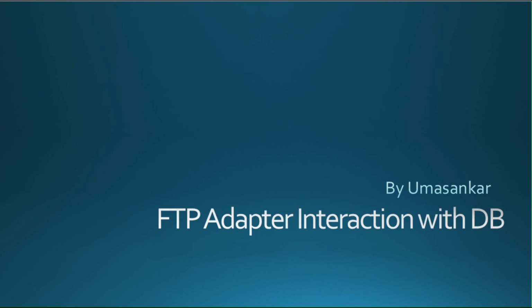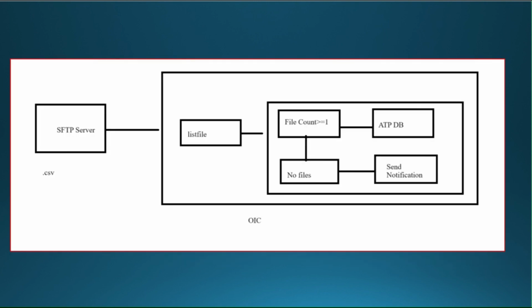In this session, we are going to discuss the FTP adapter. By using this adapter, we can read a file from the FTP location and insert it into an ATP database table. Okay, so let's go through the process. We have a file in the SFTP server. The file extension is .csv. First, we have to list the files from the SFTP server.